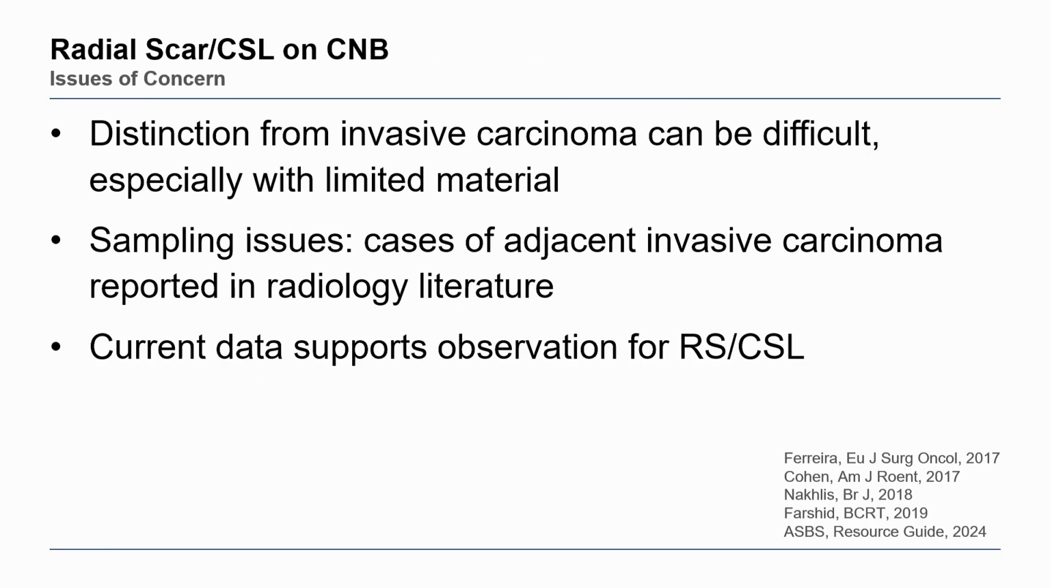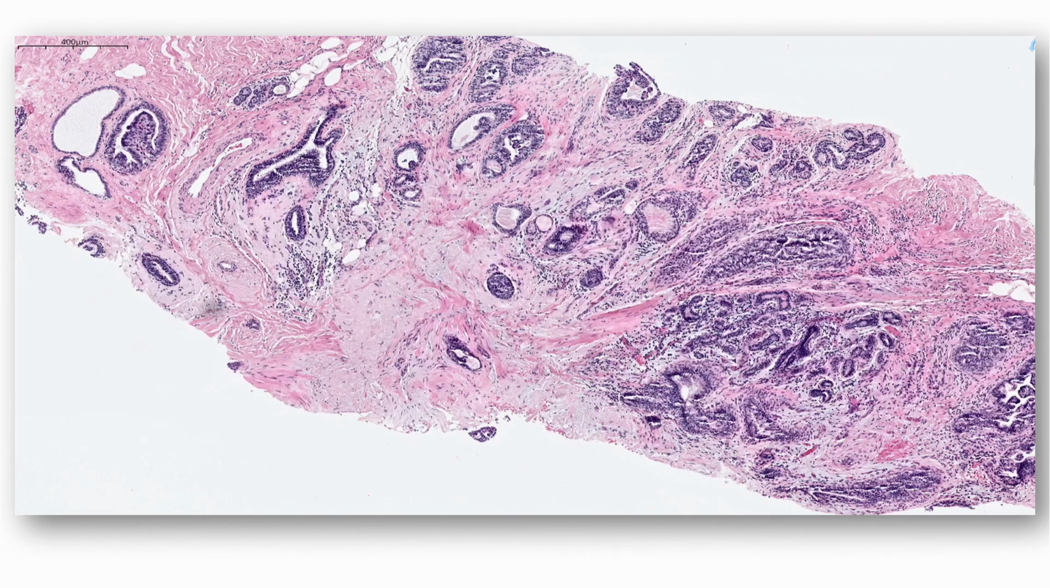So the issues of concern are that distinction from invasive carcinoma can be quite difficult, especially with limited material. And I think why we get worried about these is that in the radiology literature, there seems to be a higher incidence of adjacent invasive carcinomas reported, which is why our colleagues in radiology are always a little bit squeamish about these lesions. But current data does support observation for radial scars.